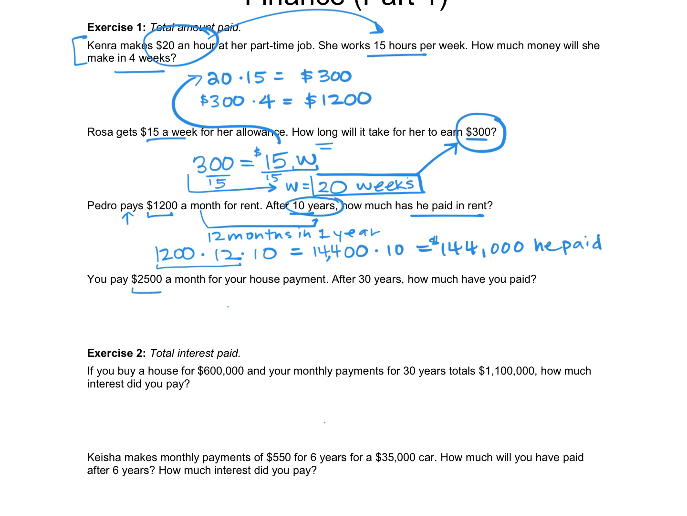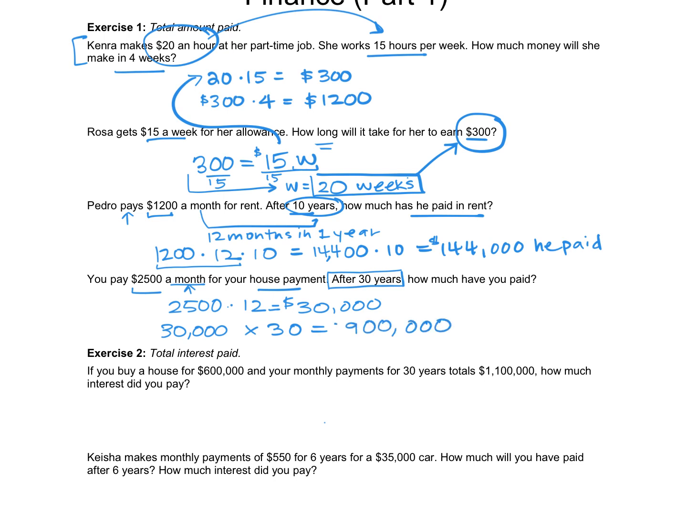Now, let's suppose that you have $2,500 a month that you're paying for your house. And this is monthly. After 30 years, we need to think about how much we have actually paid. So we know that it's $2,500 a month, so let's think about 1 year. That's going to be 2,500 times 12, because there are 12 months in 1 year. That gets us $30,000, punching that into a calculator. And then we take that $30,000, that's yearly, times the 30 years that it's talking about. And that's going to be a total of $900,000.